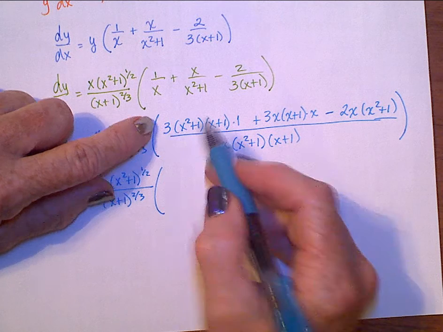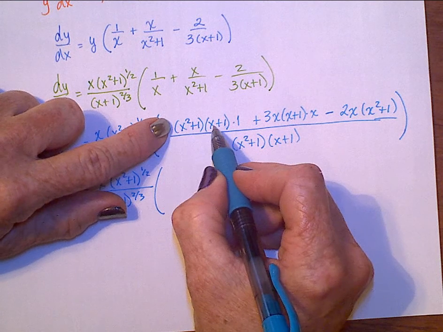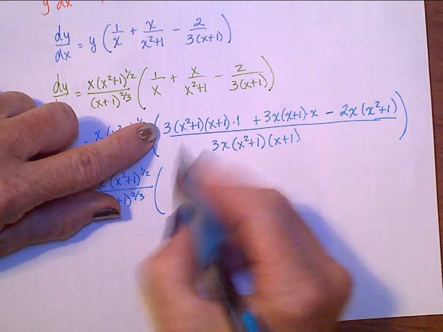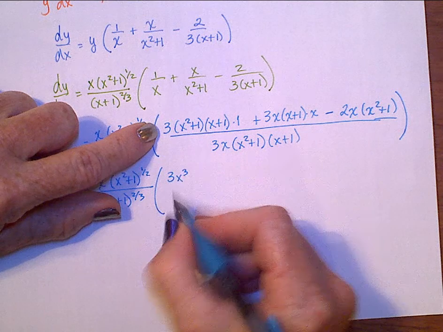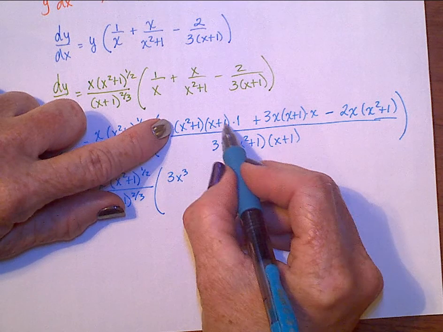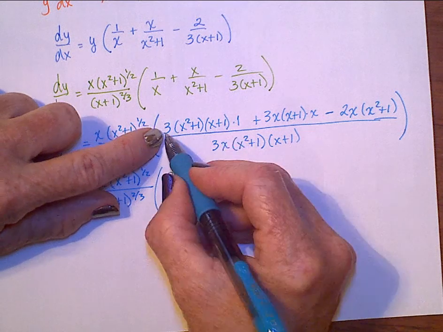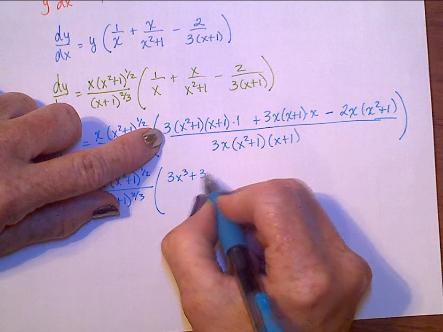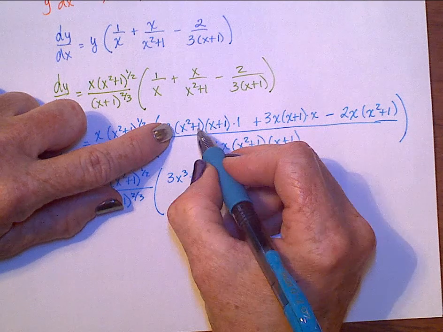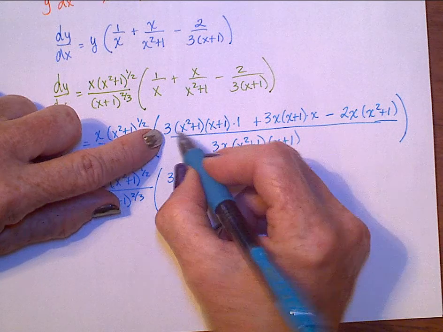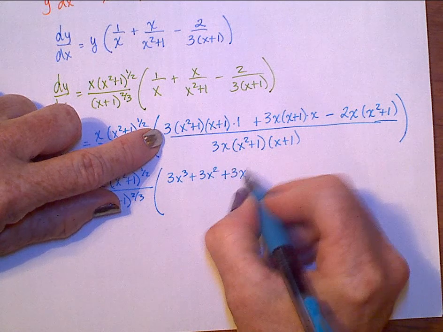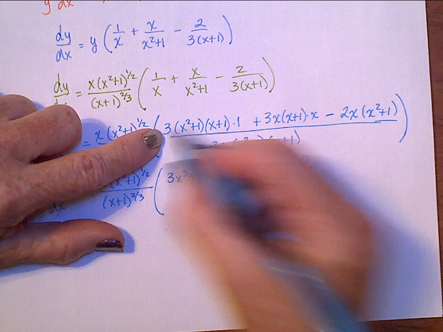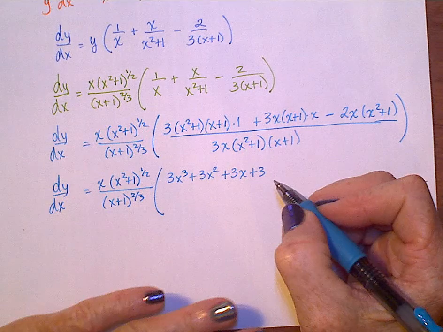So x squared times x is x cubed, times 3, 3x cubed. X squared times 1 is x squared, times 3 is 3x squared. 1 times x is x, times a 3. And 1 times 1 times 3, plus a 3.